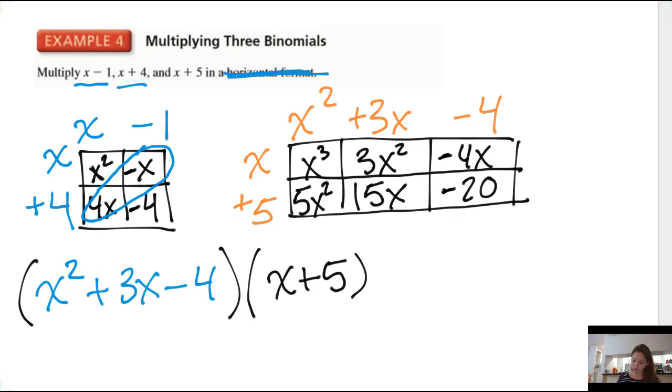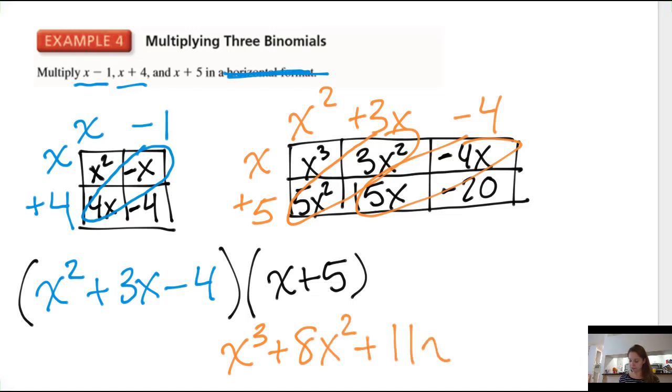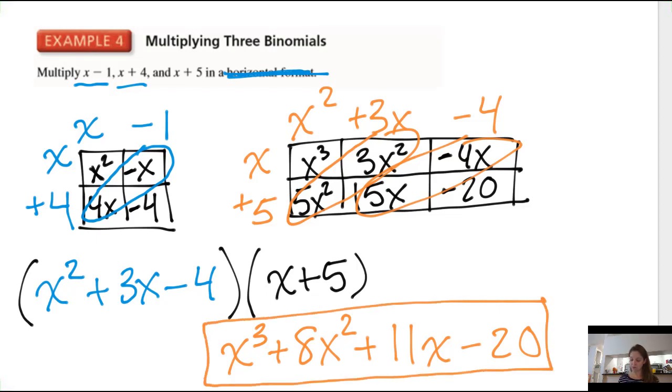Now I will combine like terms and rewrite the area, which is going to be the product. The area is x cubed plus 8x squared plus 11x minus 20. And that is the product of these three binomials.